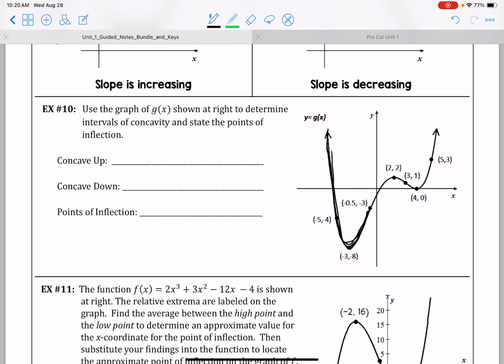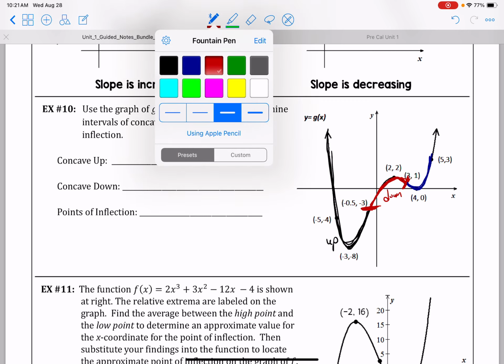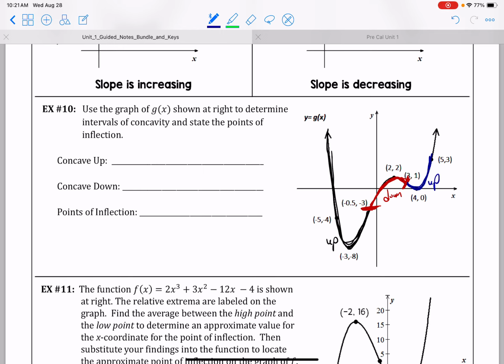I'm going to change my color right here. Give me a new color. About this halfway point right here, in red, this is where it starts to become concave down, right? It's like opening downwards. And notice at this halfway point right here, I'm going to put that in blue. Again, it starts to become concave up. So let's label these. This is up, the red is down, and the blue is up. So you should hopefully have 3 different colors in your notes.